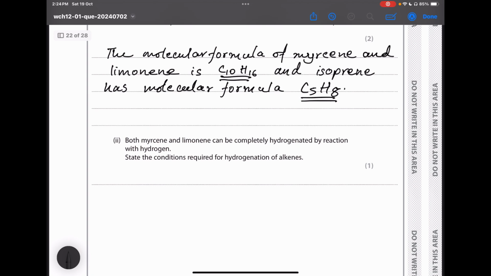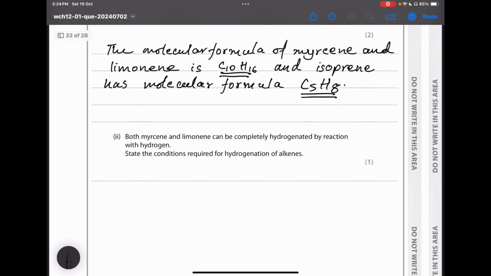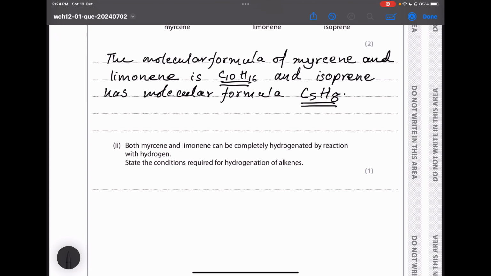Both myrcene and limonene can be completely hydrogenated by reaction with hydrogen. State the condition required for the hydrogenation of alkenes. For the hydrogenation of alkenes, we just pass over heated nickel catalyst.